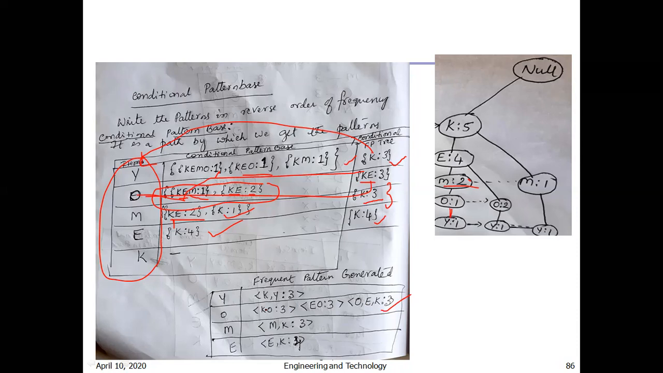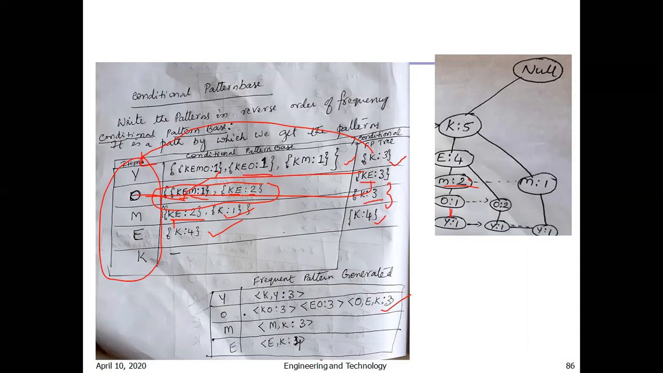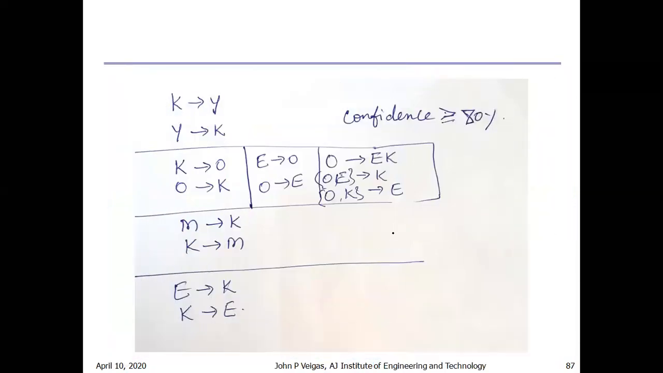Yes, sir. Okay. So next we need to see M. Here M and K, only possibility M and K. So 3 times. Next is K and E, 4 times. So once we have generated these frequent patterns, the next step is to generate the rules.